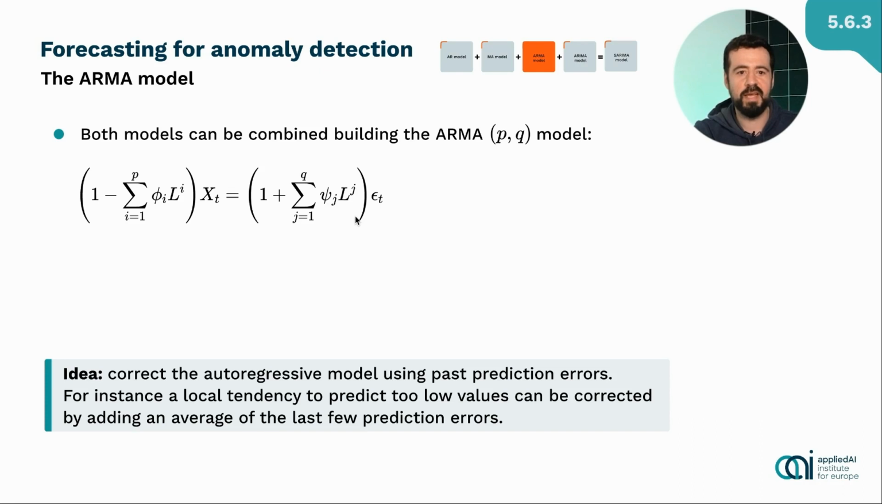So that means we can do step-by-step prediction over time, observe the errors, and then use this moving average part in order to adjust our model according to the errors that we've observed in the past. If we have consistently predicted too low values in the past, then for the next prediction we can correct for that by adding this error to our next prediction. This is exactly the idea that we see in the ARMA model.